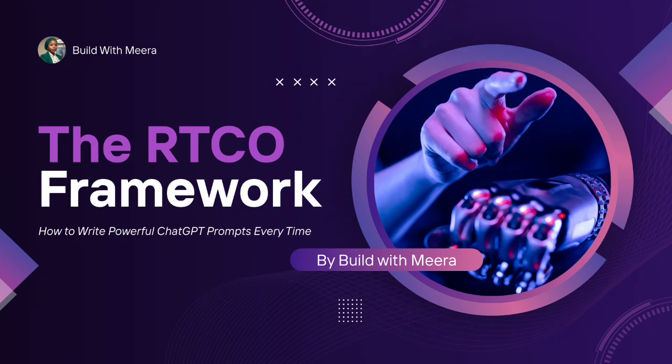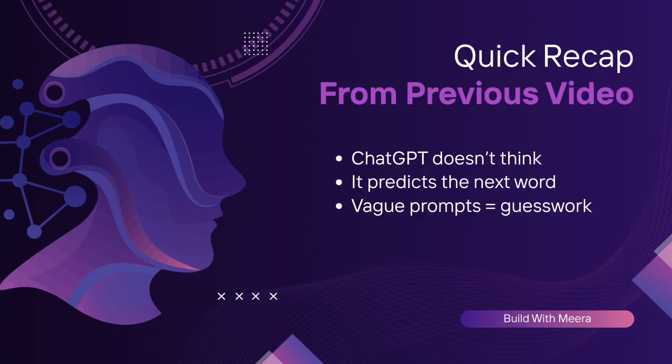The only framework you would need as a beginner in prompt engineering is the RTCO framework. If you watched my last video, you already know this. Large language models such as ChatGPT and Gemini don't think, they don't understand meaning, and they don't know you. What they do is predict the next most likely word based on your inputs, which means when you give vague prompts like "write an email" or "write a post," the AI is forced to guess. And that guesswork is exactly why you get bad or generic answers.